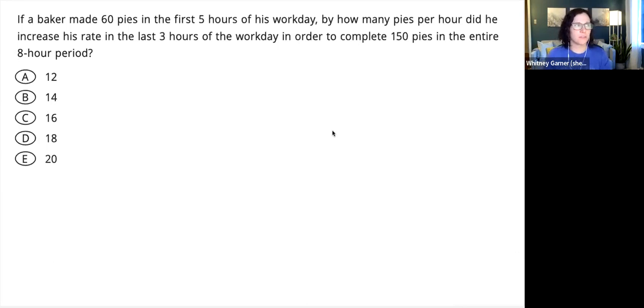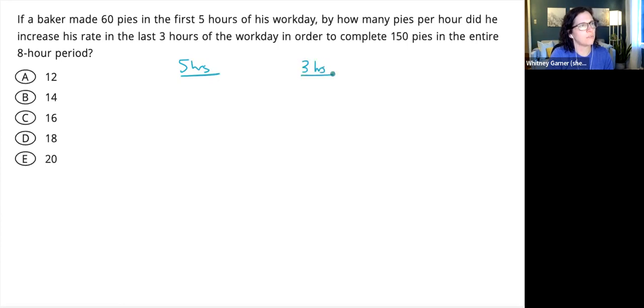We've got 60 pies in the first 5 hours of my workday. That gives me a bit of a rate. By how many pies per hour did he increase his rate in the last 3 hours of the workday so he could get 150 pies in the whole period? Let's think about what we know. Right, so we've got the first 5 hours and then the later 3 hours.